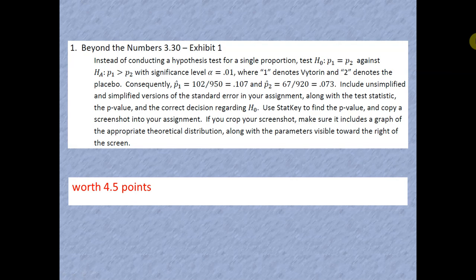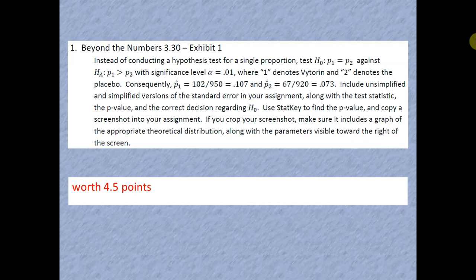For question number 1, you have to take the sample data available and beyond the numbers 3.30 Exhibit 1, which is on page 321 in the workbook, and perform a hypothesis test for a difference of proportions. More specifically, we want to see if there's enough evidence to conclude that taking Vytorin increases the chance of developing cancer, which is why there's a one-sided alternative.